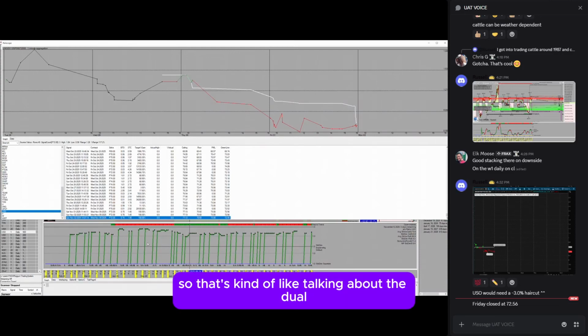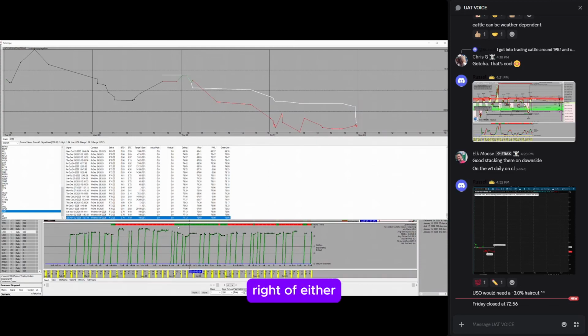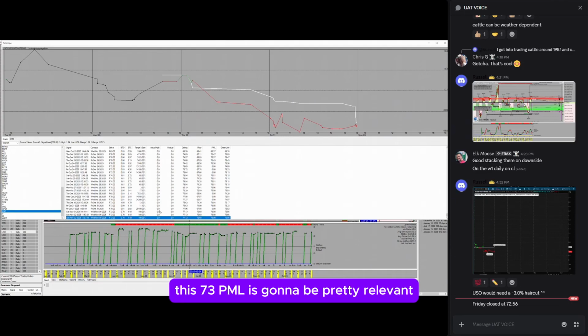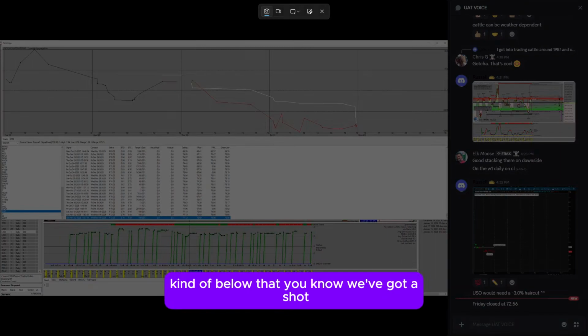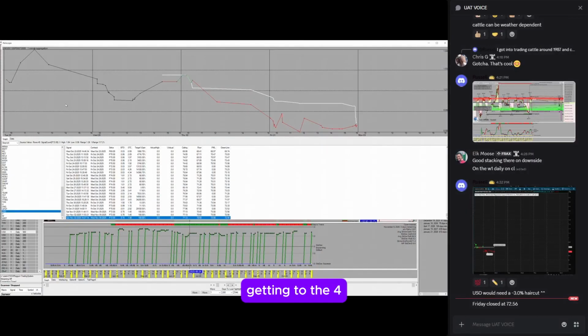So that's talking about the dual potential: either A, we get the continuation of this, I call it a whipsaw pattern, where we basically repeat the H sequence magnitude on the downside, potentially over a different length of time. Or it could obviously have that alternate pattern we discussed where we continue the upside sequence. It also looks like this 73 PML is going to be pretty relevant for the next week. Below that, we've got a shot at getting to the floor.